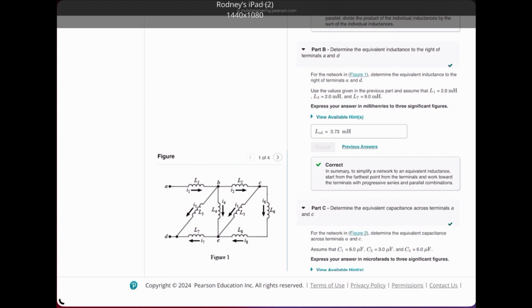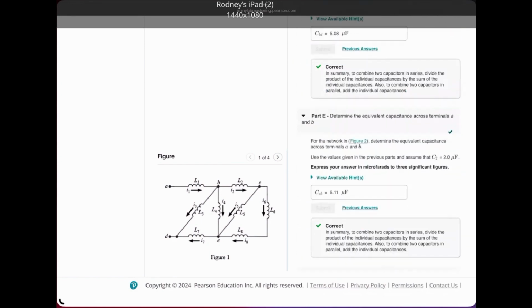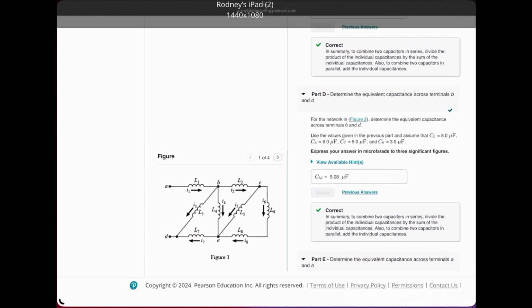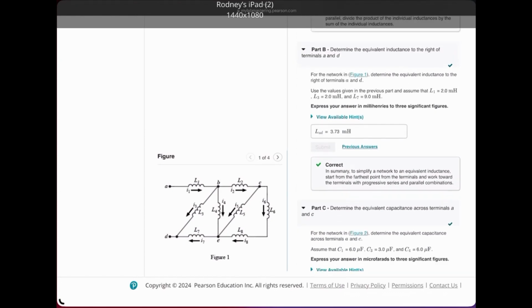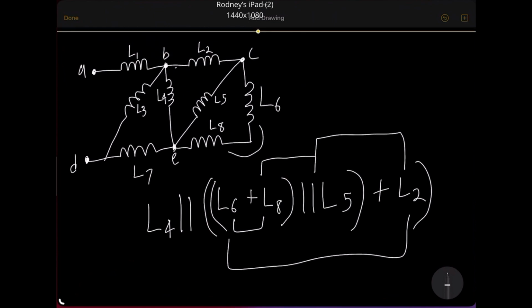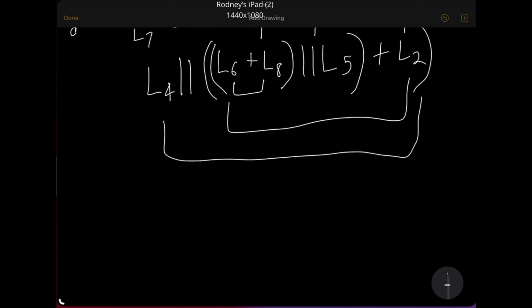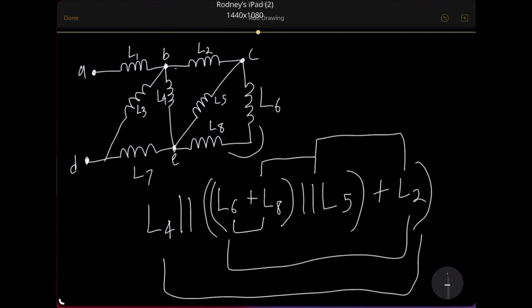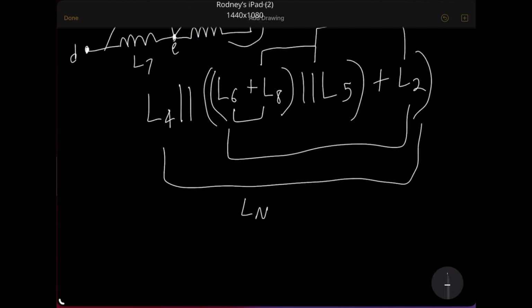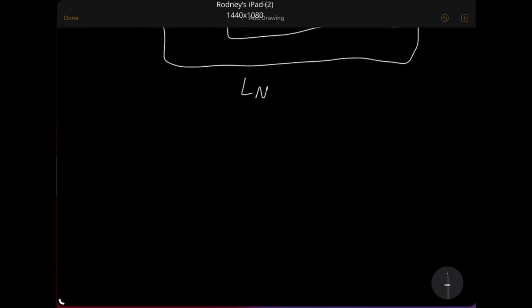Then it wants it from A to D. Right, that's going to be part B. From A to D. So now that we know this number, we're going to call this a variable. We're going to call this Ln, right? That we just got. And Ln, we're going to draw an equivalent circuit really quick of what we just made.